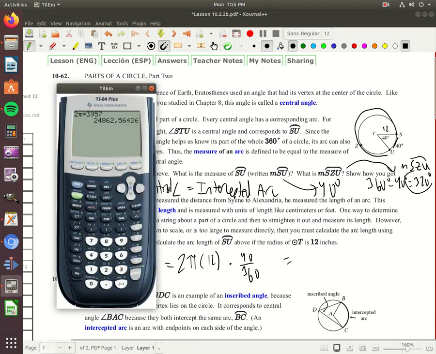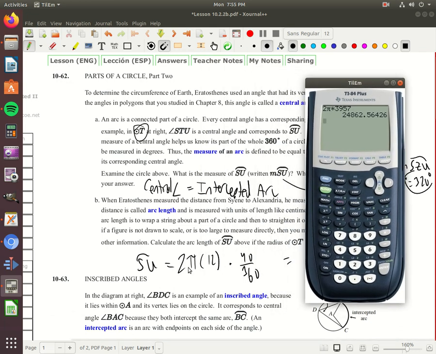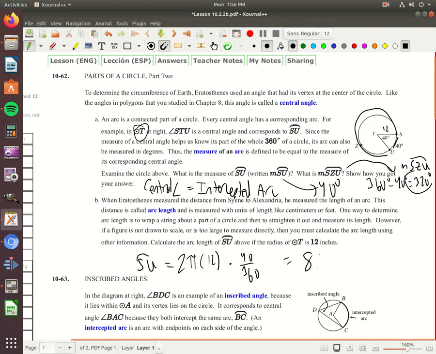So I will grab this calculator. I will say 2 times pi times 12, because that's the radius, times the fraction of 40 over 360. I like to do the tops first, and then I'll divide by 360. That is going to get us 8.37 or 8.38. So this is going to be 8.38 inches. That's how far this is, 8.38 inches. Which makes sense if the whole thing is going to be 24 pi, which would be about 72 inches, then this little chunk of it would be 8 inches.